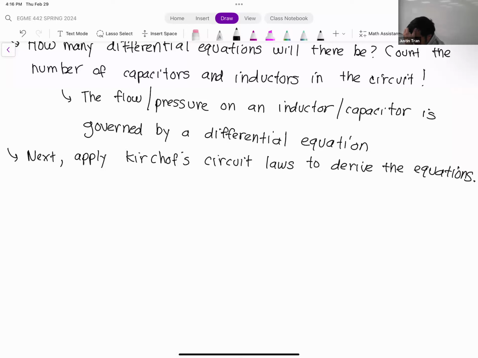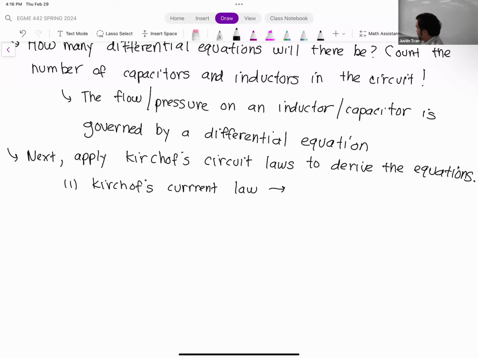So we'll go through each of the circuit laws. There's two main ones: Kirchhoff's current law and Kirchhoff's voltage law. Let's do the current law first. This one you'll use pretty often. And there's another name for it.